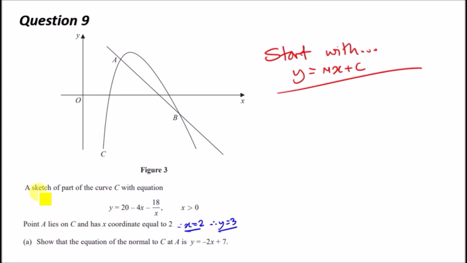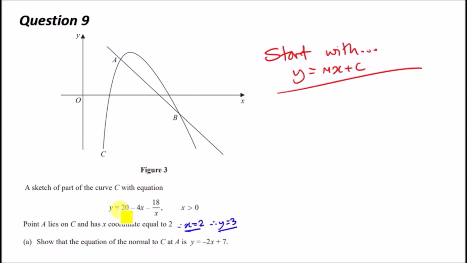So it states that we've got a sketch of part of the curve C with the given equation. Now it says that the point A lies on C, so here's point A intersecting the curve, and B is also intersecting. At point A, we know the x-coordinate is 2. If you know the x-coordinate, you can find the y-coordinate given a y equation. Because it's on the curve C, plug in x equals 2 into the y equation.